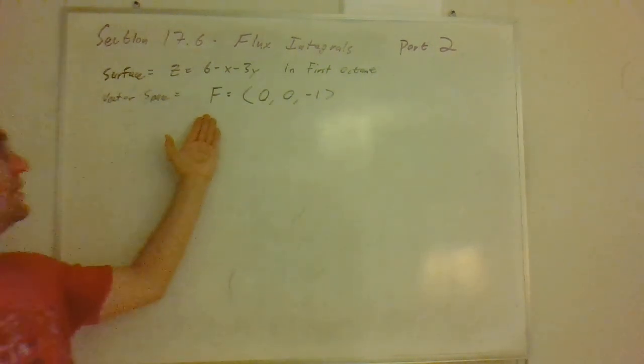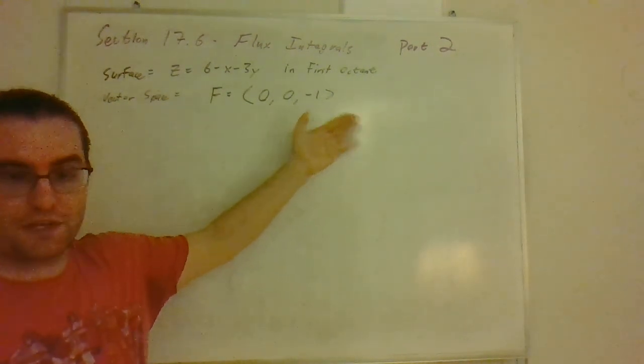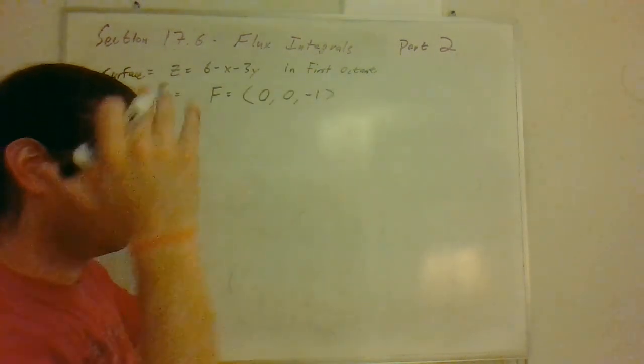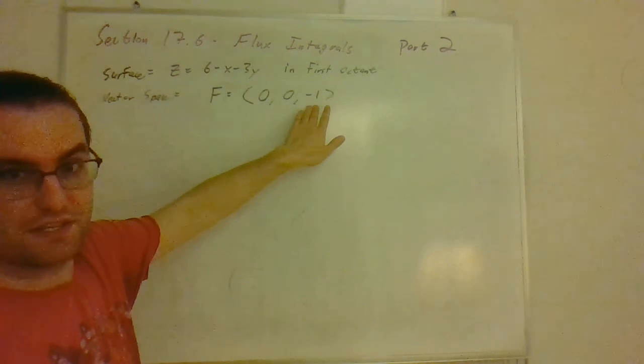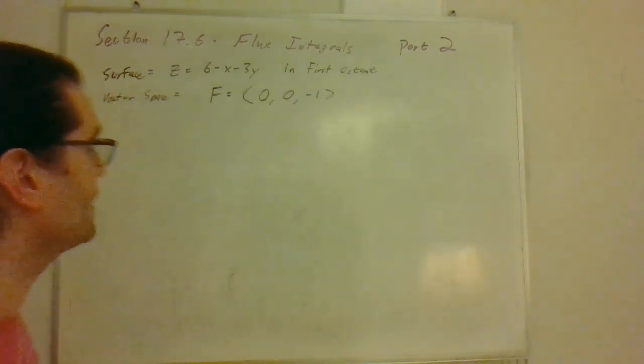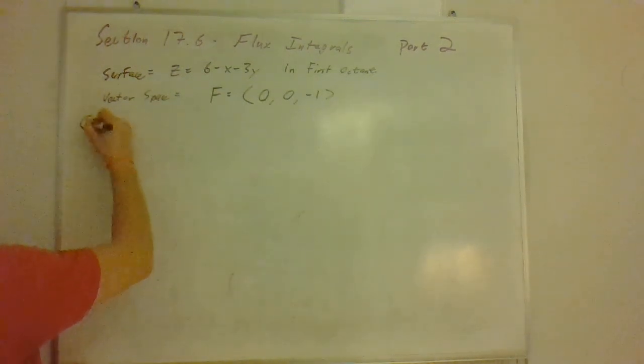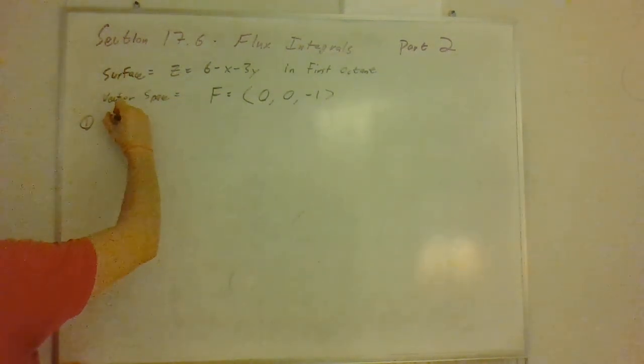So we're going to do the rainfall vector space. Everything is going down all the time, straight down. No x's, no y's. It doesn't even depend on z. It's just in the direction of z. And we want this surface. So we'll start out with parameterizing the surface.